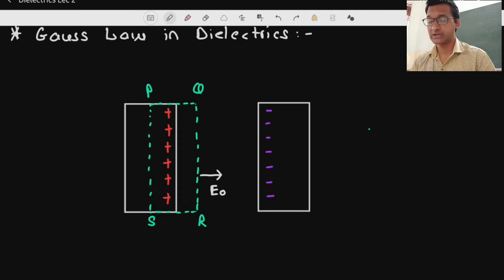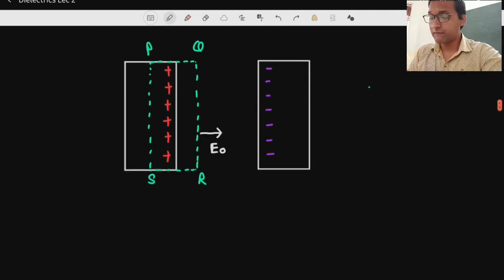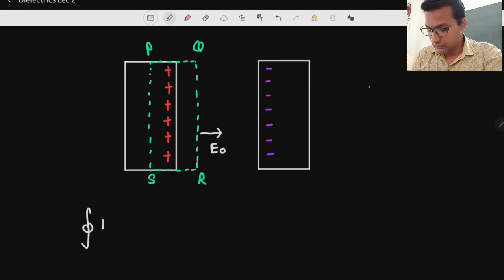On these two plates there is positive charge on one plate and negative charge on the other. Now we know the Gauss law for the medium between them, which is vacuum, free space. We know that Gauss law is the electric flux through this imaginary area that we have taken, PQRS. This is an imaginary closed surface area.